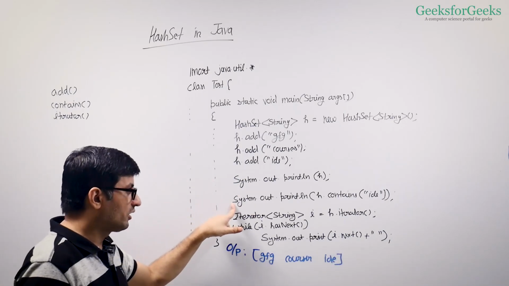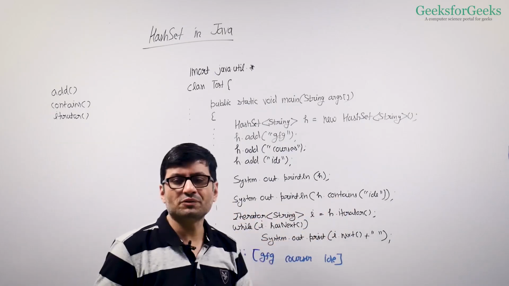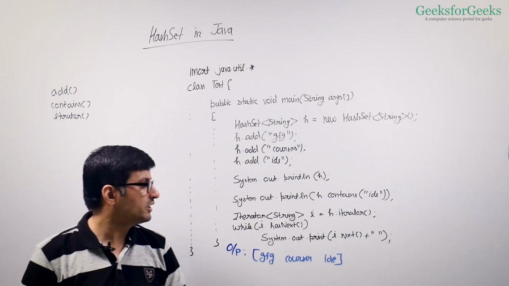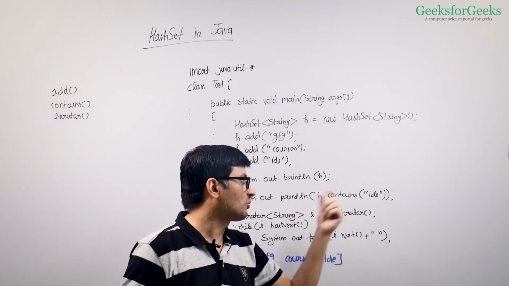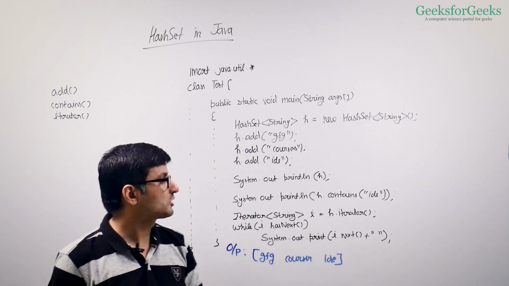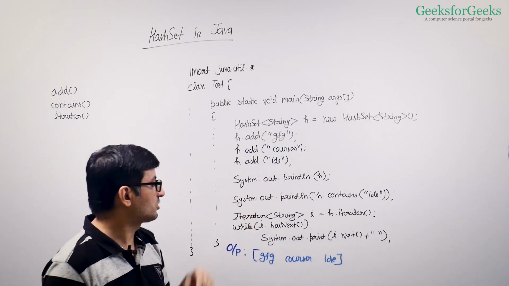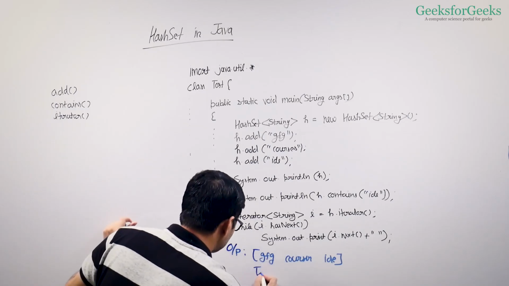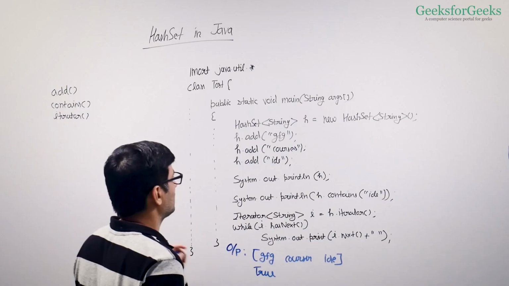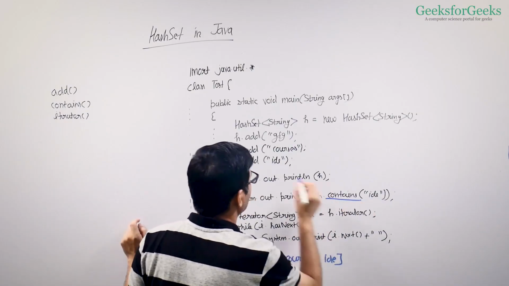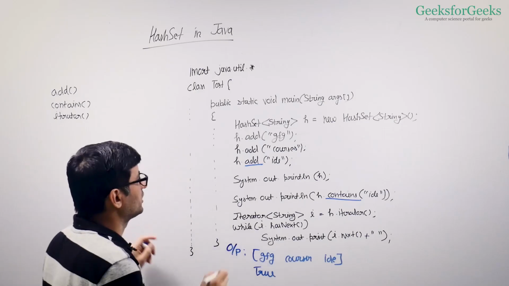After that, we have called the contains function. The contains function returns true if the given key is present in the hash table, otherwise it returns false. So IDE is present in the hash table, so the output is going to be true. So the contains function and the add function we've called here at these places.